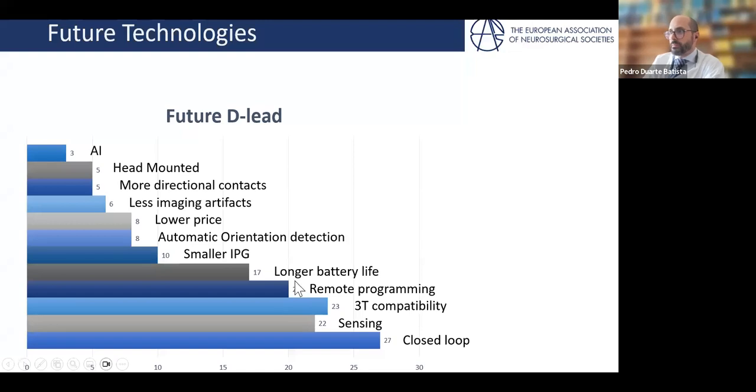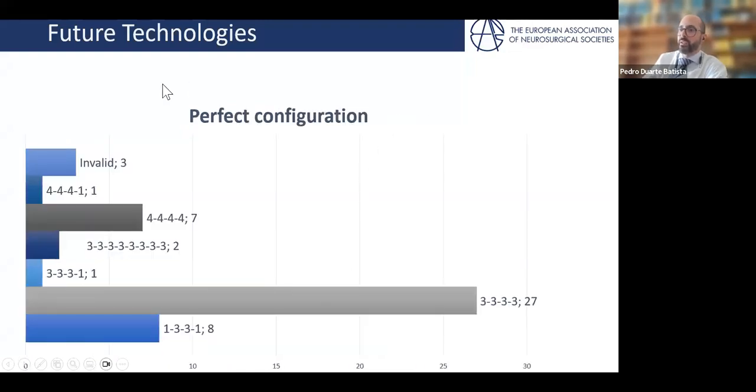We also asked, what do you think is the perfect configuration of a directional lead? And we see that most of the respondents think that 4 segmented contacts divided in 3 would be the best configuration. Not many people want more segmented contacts, and they don't think that a more segmented contact is needed, as you can see here. And only 8 people thought that the current configuration is the best.